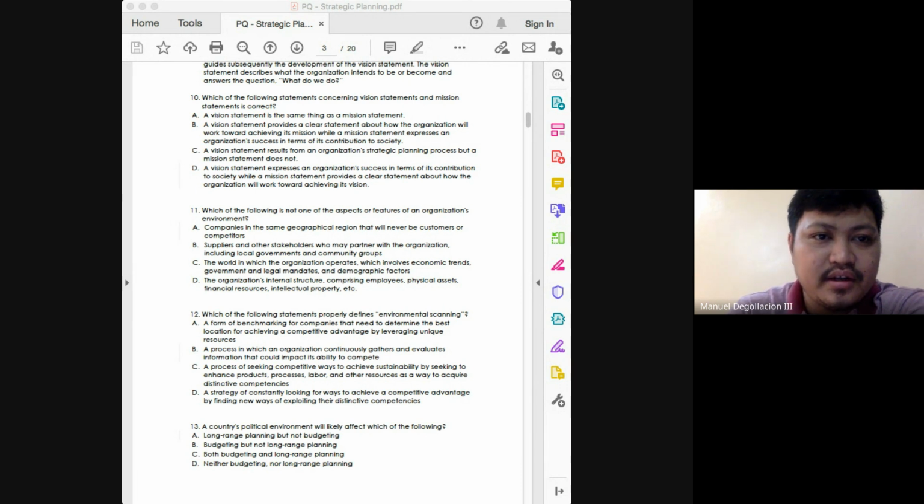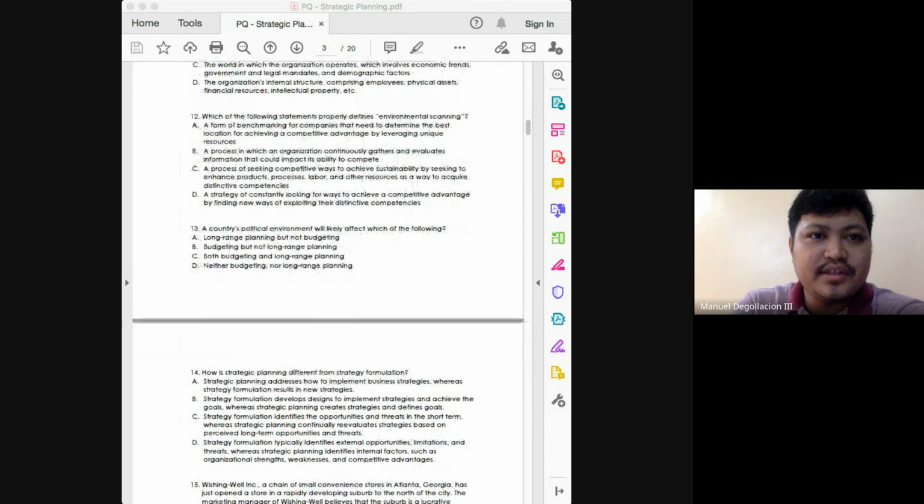The suppliers and other stakeholders who may partner with the organization, including the local governments and the community groups. The world in which the organization operates, which involves economic trends, government and legal mandates, and demographic factors. Okay, and the last choice, which is a feature also of an entity's environment, is the internal structure, comprising of the employees, physical assets, resources, and properties of the company.